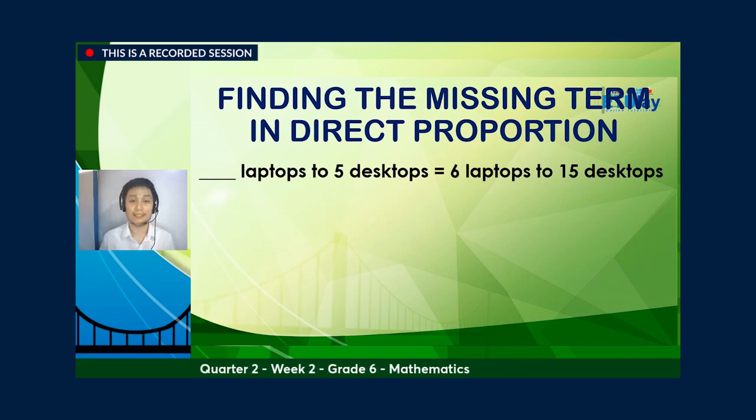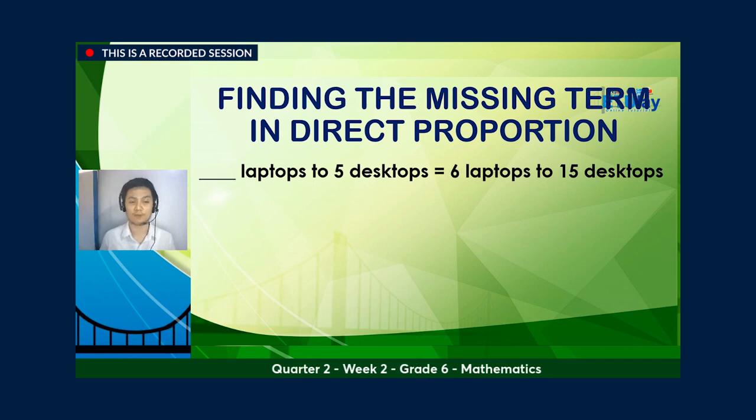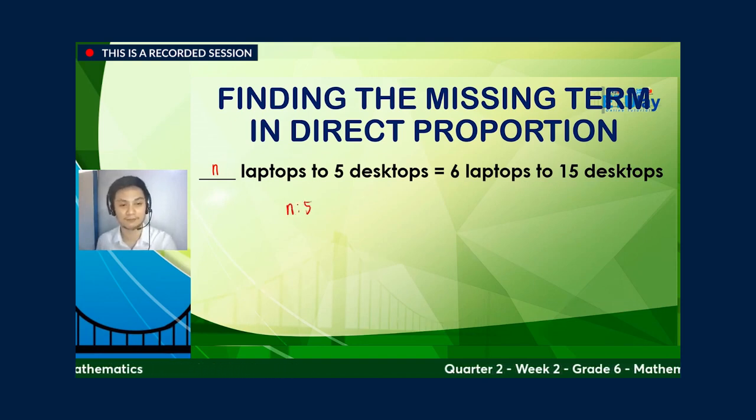Sunod, let us find the missing term in this direct proportion. Blank laptops to 5 desktops equals 6 laptops to 15 desktops. I-rewrite natin yan in column form naman. So let us say again, let us represent this unknown using the letter N. So we have N to 5 in column form equals 6 to 15.